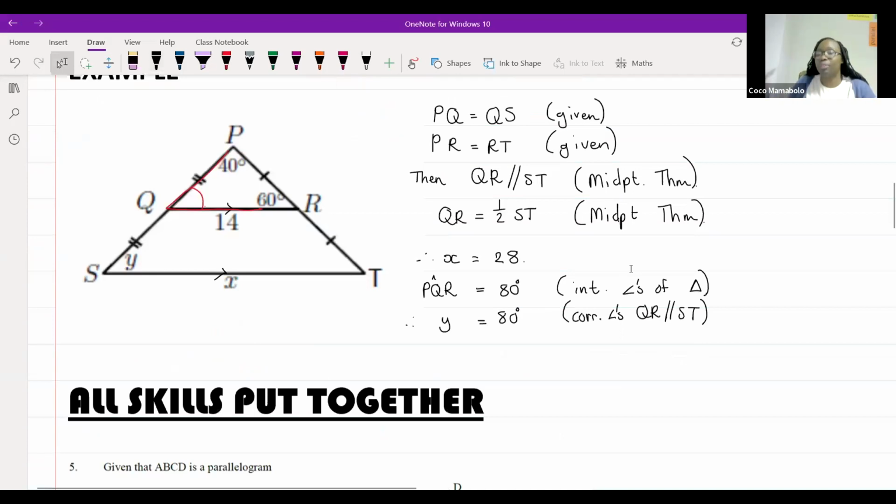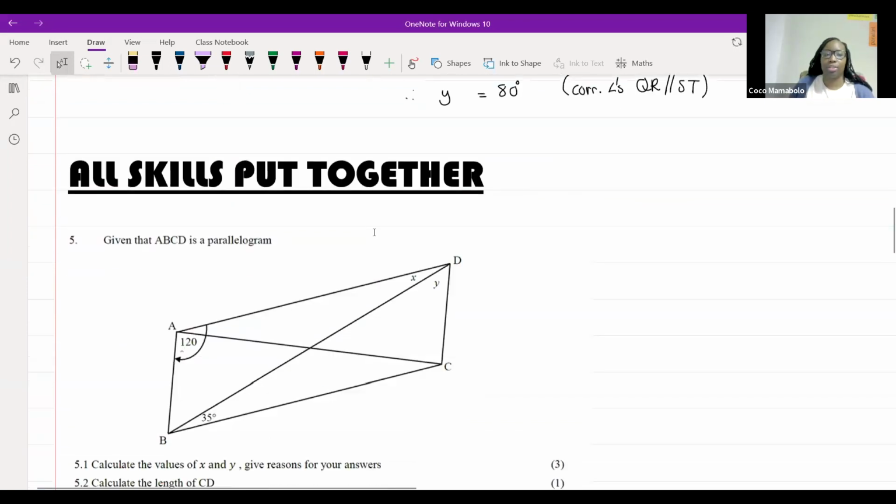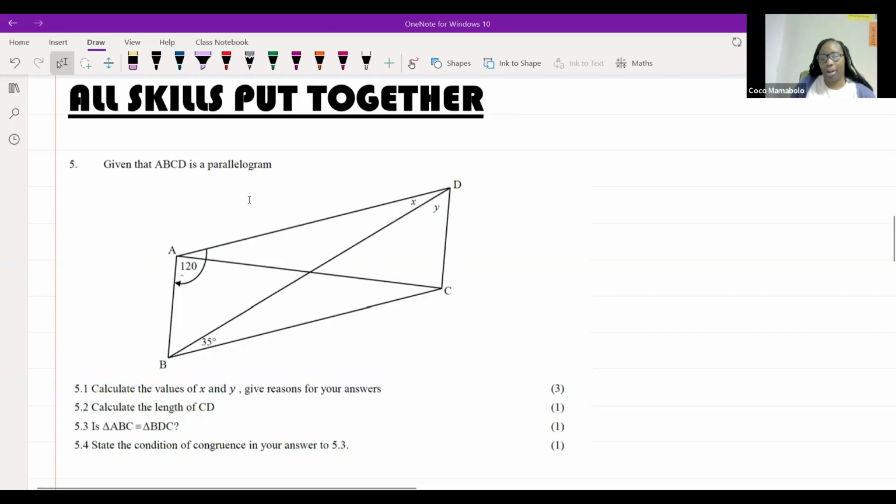Let's put all the skills we've learned about Euclidean geometry together. So it's going to include midpoint theorem. It's going to include everything we've learned about parallelograms, rectangles, squares, rhombuses, all of that lovely stuff. All right, let's look at this question. We are given that ABCD is a parallelogram. Because they say it is a parallelogram, what do we already know? What can we say about all the things here?